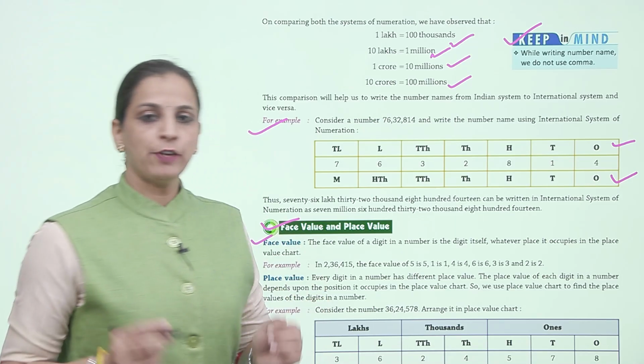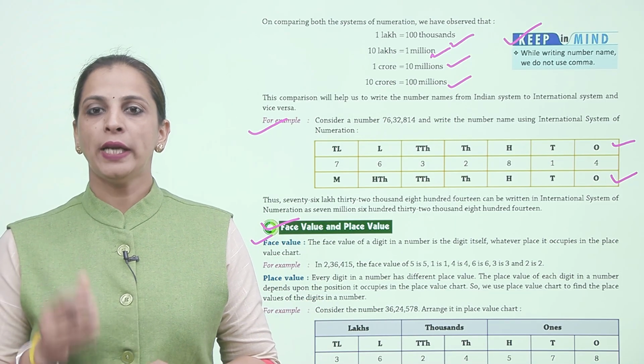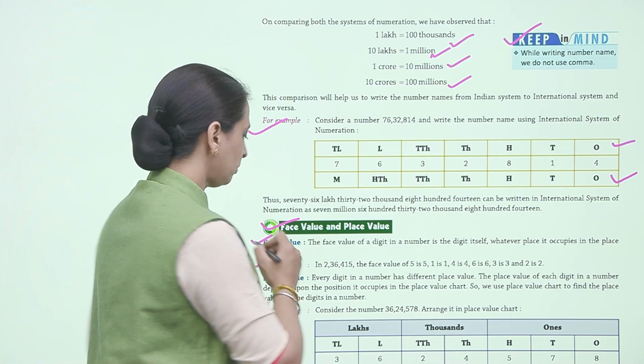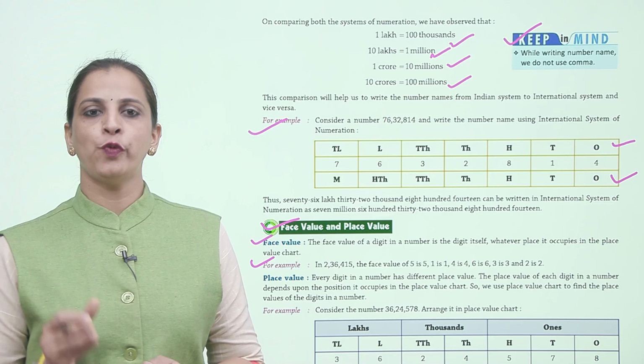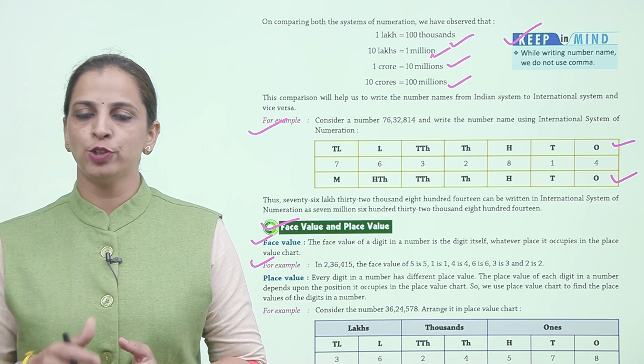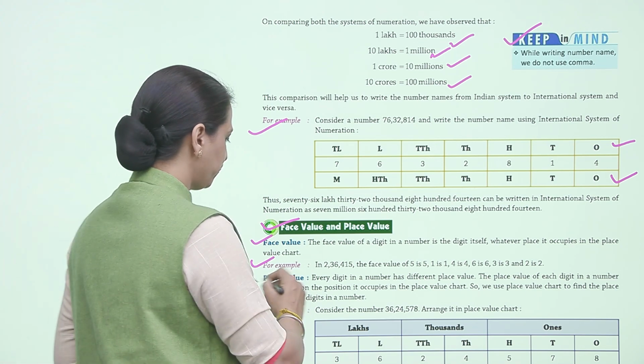Now, face value and place value. Face value. The face value of a digit in a number is the digit itself, whatever place it occupies in the place value chart. For example, in 2,36,415, the face value of 5 is 5, 1 is 1, 4 is 4, 6 is 6, 3 is 3 and 2 is 2.